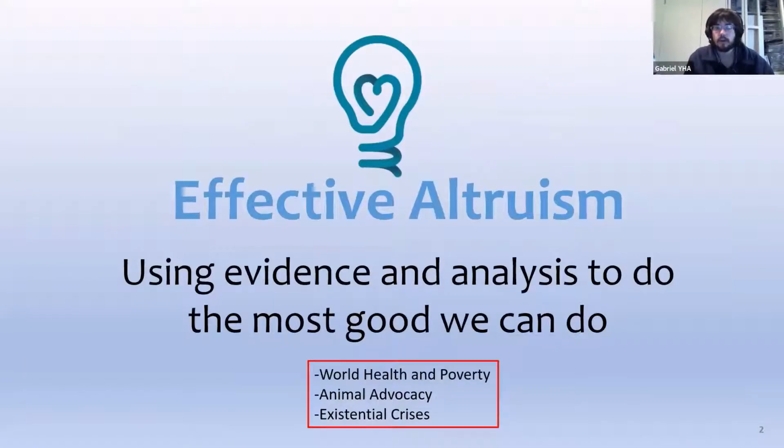So what is effective altruism? Effective altruism seeks to do the most good you can do based on science and reason. They look at different potential or current problems, such as world health and poverty, animal advocacy, and existential crises. My focus was on the world health and poverty and animal advocacy side of it.